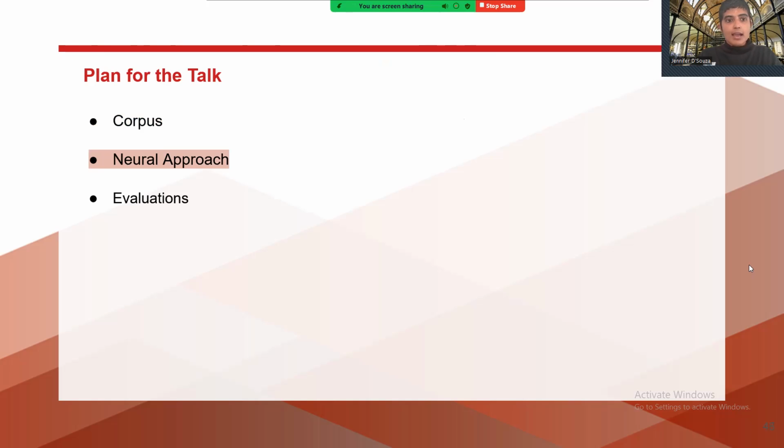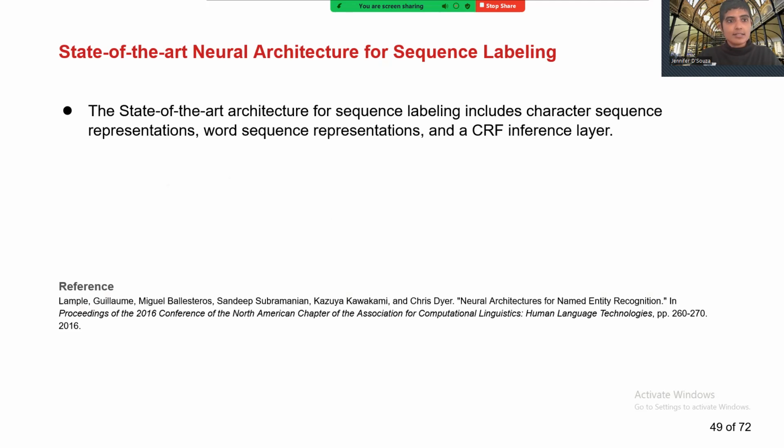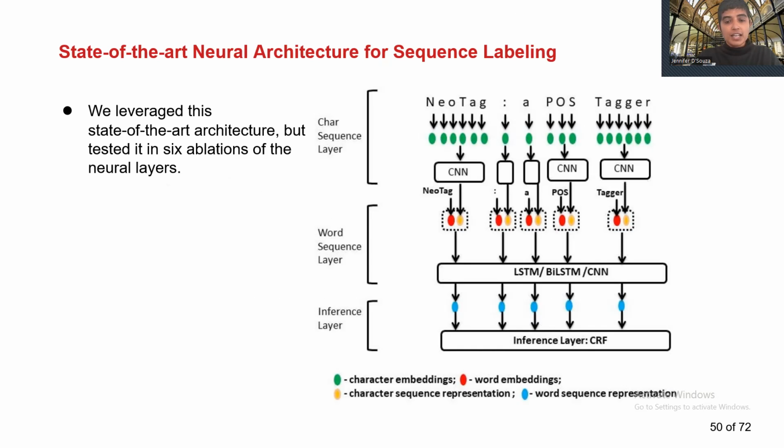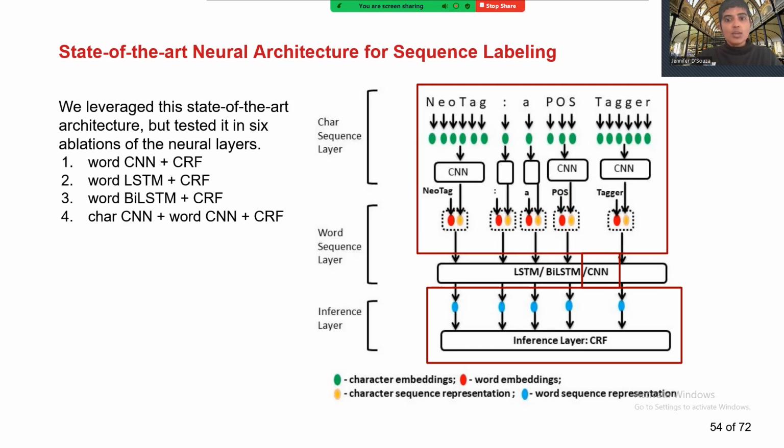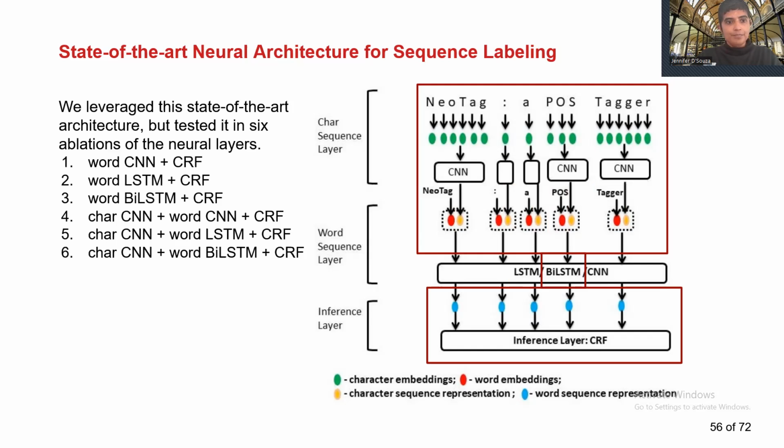So now let's look at our neural approach for building an automated system. The state-of-the-art architecture for sequence labeling includes character sequence representations, word sequence representations, and a CRF inference layer. So inspired from the state-of-the-art architecture, we leveraged it and tested it in 6 ablations of the neural layers, including word CNN and CRF, word LSTM and CRF, word BiLSTM and CRF, and then with the character sequence layers on top of the word sequence representations.